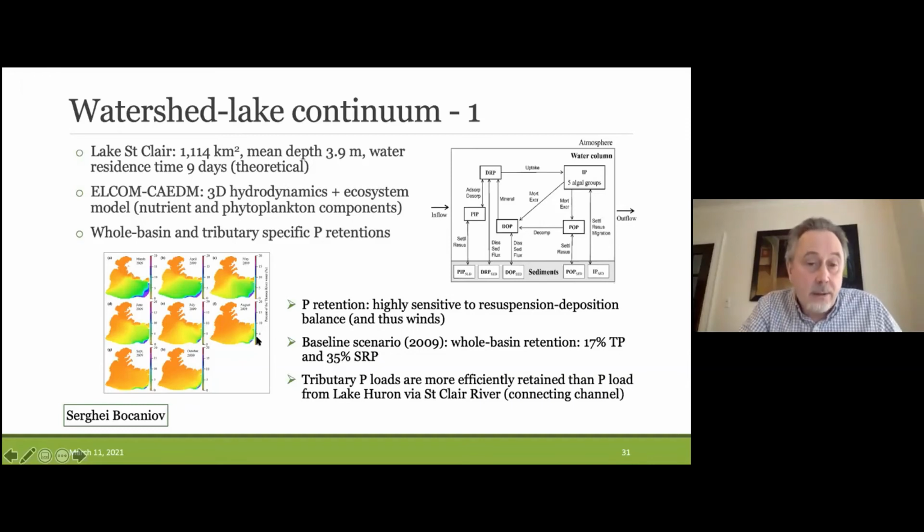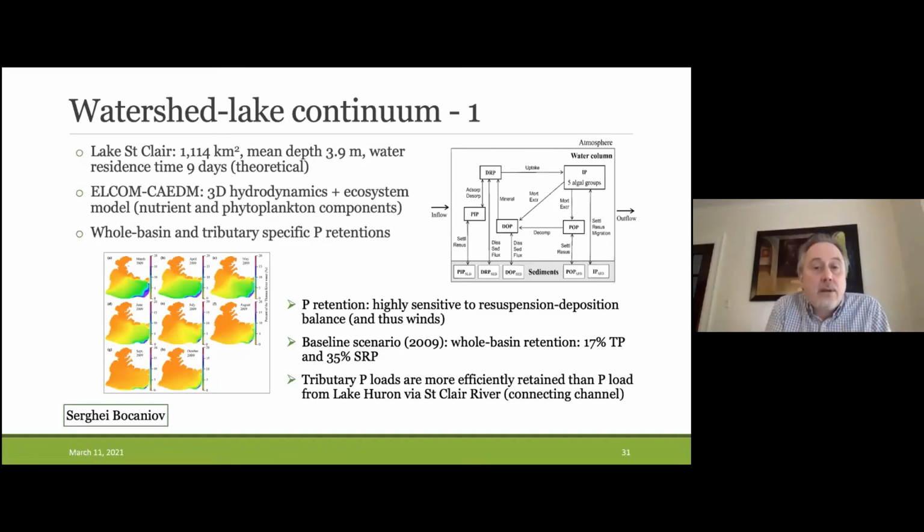But the tributary loads, the loads that are not coming from Lake Huron, are actually more efficiently retained than the phosphorus load that is coming from Lake Huron. In other words, on this graph you can see the different colors, like the blue color. These different colors indicate different percentages of water that is actually delivered from the Thames River.